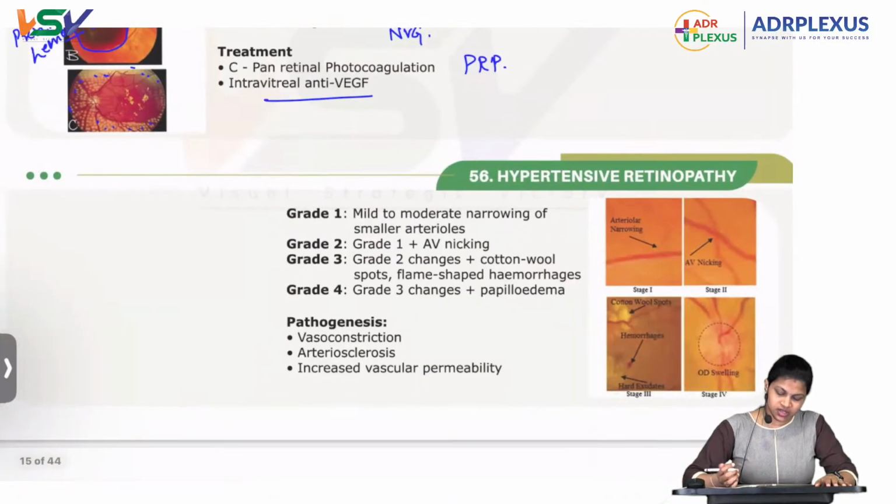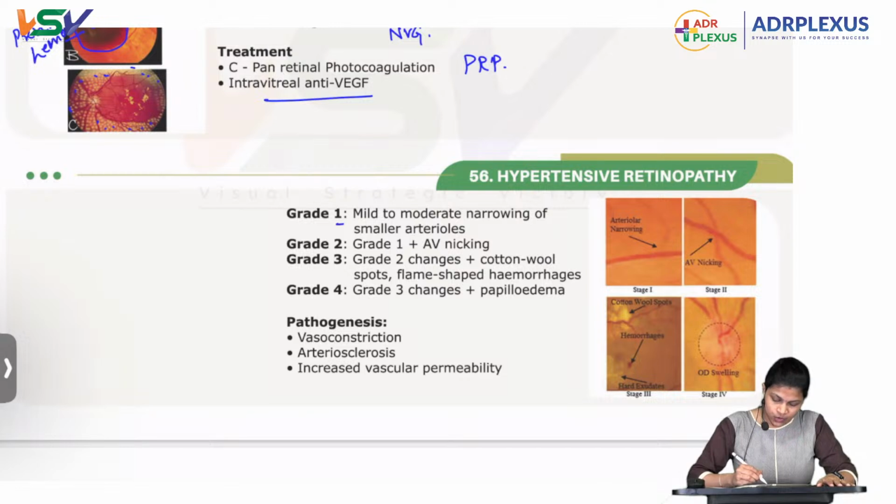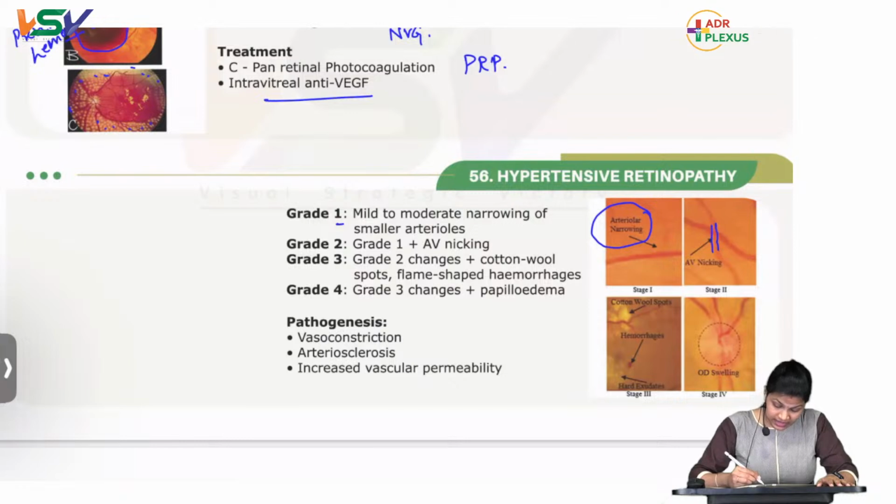Next is hypertensive retinopathy. Now there are 4 grades. Grade 1 is mild to moderate narrowing of the arteries. So you can see narrowing of the smaller arterioles. Grade 2 is, along with narrowing, you have AV nicking. Okay, this is the narrowing of the veins at the AV junctions. AV nicking, okay, narrowing at the AV junction that will be causing AV nicking.